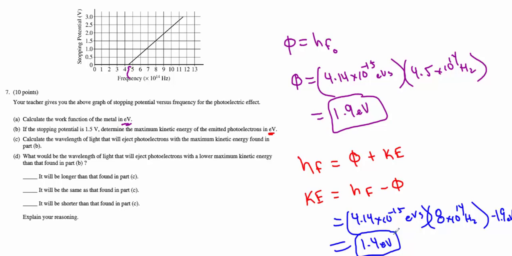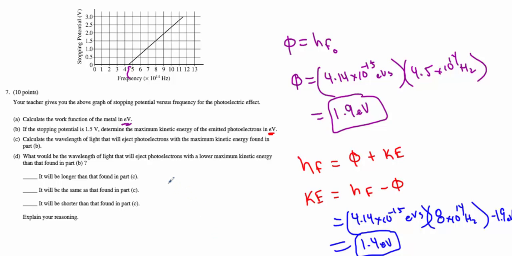There are probably a few alternate solutions for this, but I think that's the most straightforward way. C. What is the wavelength of light that will eject photoelectrons with the maximum kinetic energy we just found? So what wavelength of light is associated with this? We could go ahead and redo the energy, and I think it's hc over lambda, if I recall correctly, but I think there's an easier way.